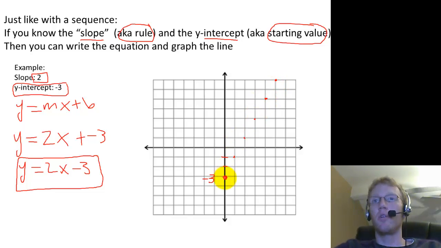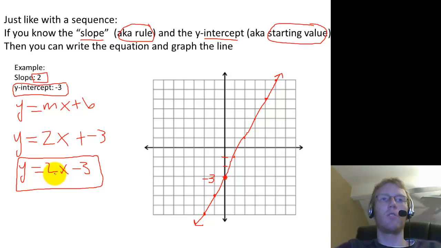Also, if you want to continue the graph of the line onto the left side, which you typically do want to do, instead of going up 2 and forward 1, we can go down 2 and back 1. Down 2, back 1, and then finally we can draw a line through all of these dots. And you should probably use a ruler if you have it available, but on here I don't. Okay, there's our equation, y equals 2x minus 3.